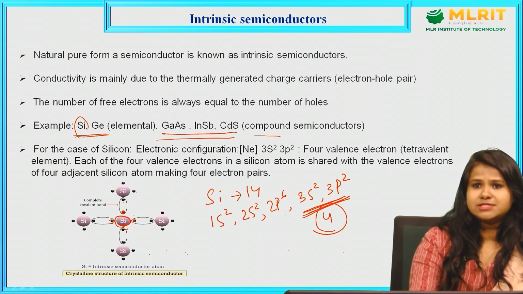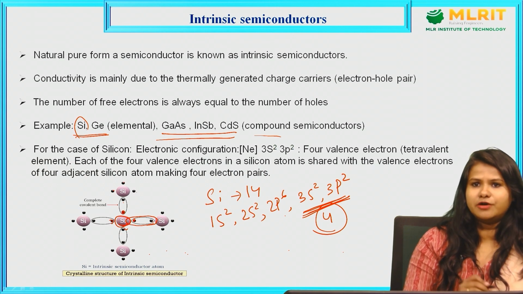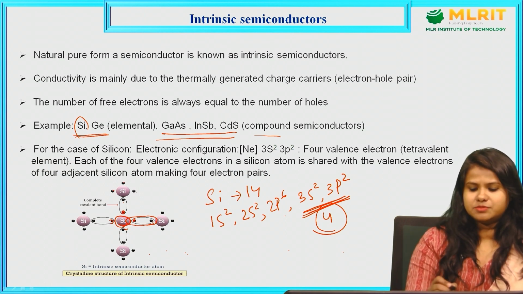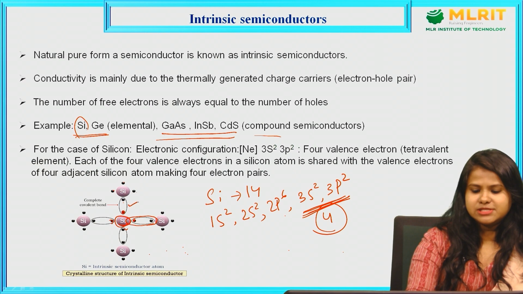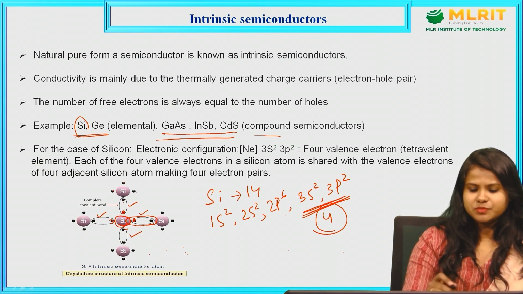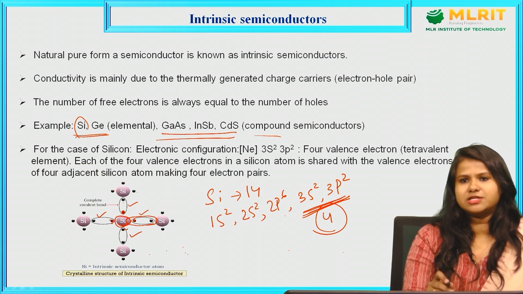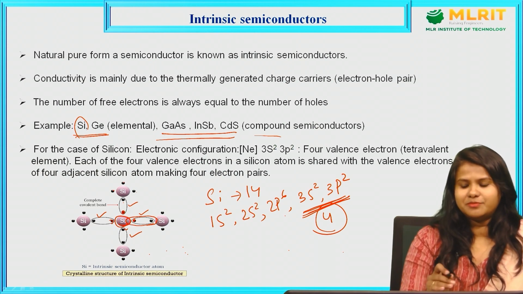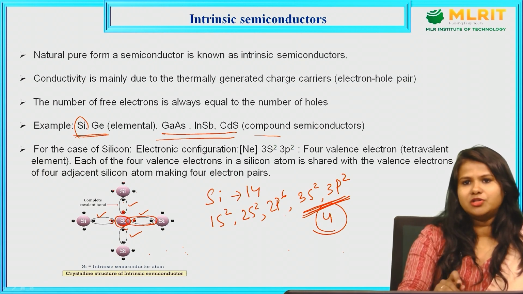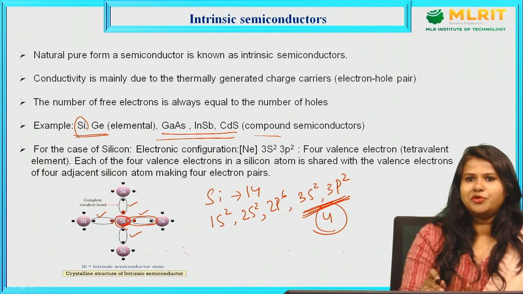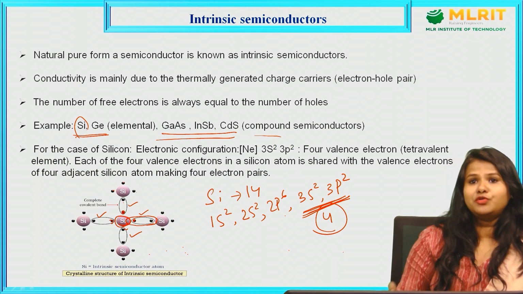So, we can see one silicon atom in the center, making a covalent bond with the valence electrons of the adjacent silicon atoms. Likewise, we can see here 4 covalent bonds will be formed. So, in a silicon crystal we are getting 4 covalent bonds. Here all the electrons will be bound in covalent bonds. So, no free electrons here.